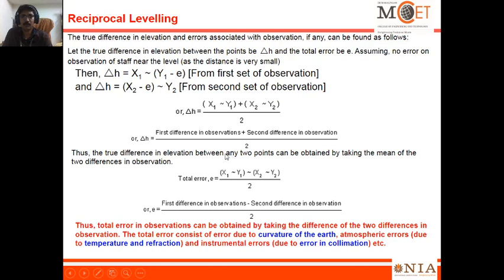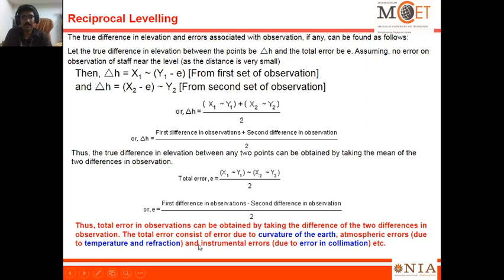If you want to have the error, you have to subtract those two equations. If you add these two, the error will get cancelled, right? If you subtract, the other terms will get cancelled. Then it will be 2e is equal to x1 minus y1 minus x2 minus y2, by 2. Here it is plus, here it is minus, by 2. So first difference in observation minus second difference in observation by 2. Thus the total error in observation can be obtained by taking the difference of the two differences in the observation.